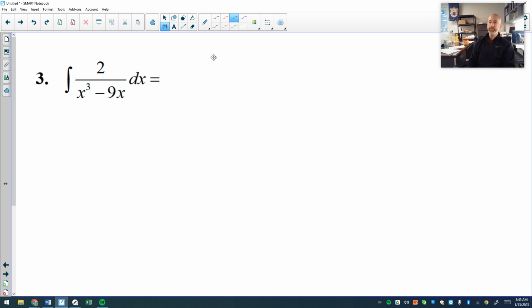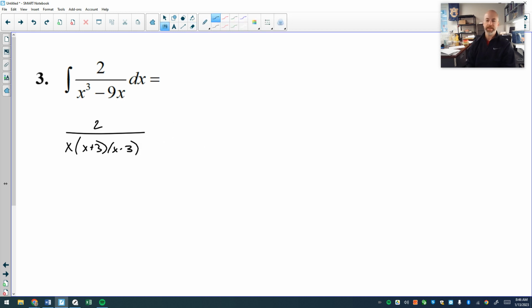Moving on to number 3, 2 over x cubed minus 9x. Top is not the derivative of the bottom, so now I am going to see if I can factor the denominator, and you can indeed. That denominator you can factor out an x, and when you do that, you're left with x squared minus 9, which continues to factor to x plus 3, x minus 3.